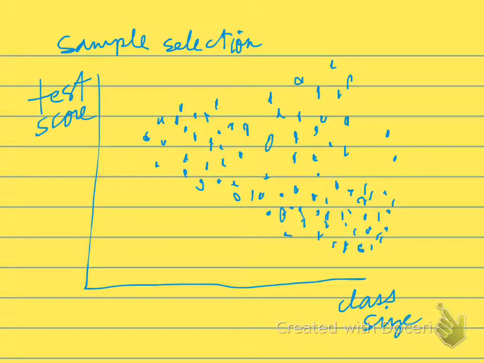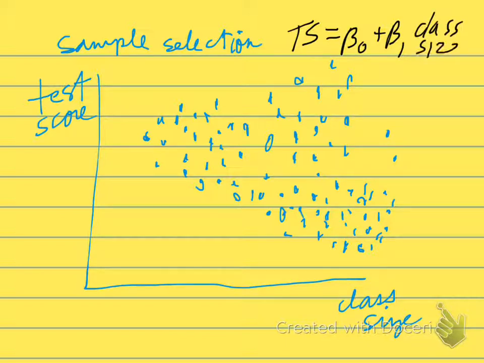So here's a case of sample selection that we might think of as a good example. Remember, sample selection is a problem when we're estimating an equation like test score equals beta 0 plus beta 1 times class size, and we have this sample itself selected on the basis of the outcome. So the outcome is test score. So let me draw a little exaggerated example.